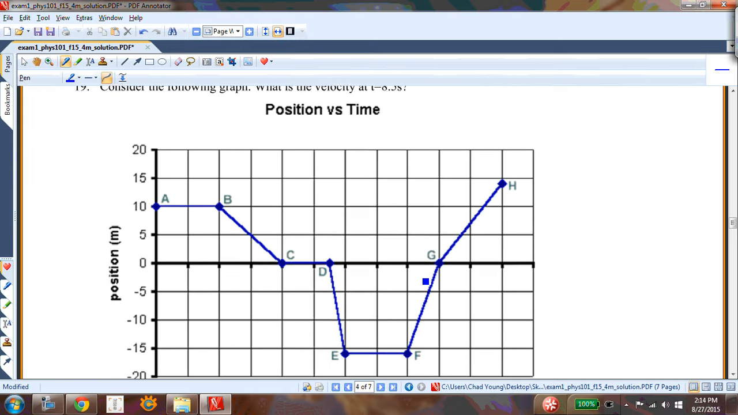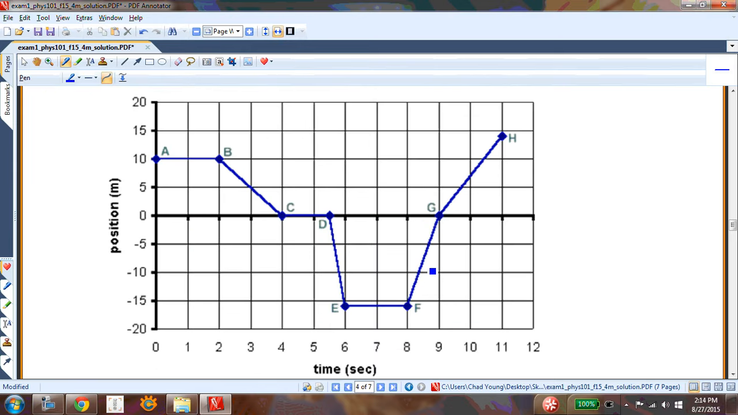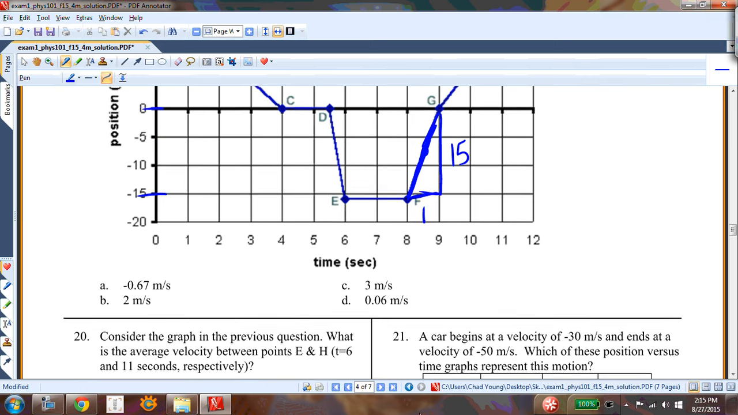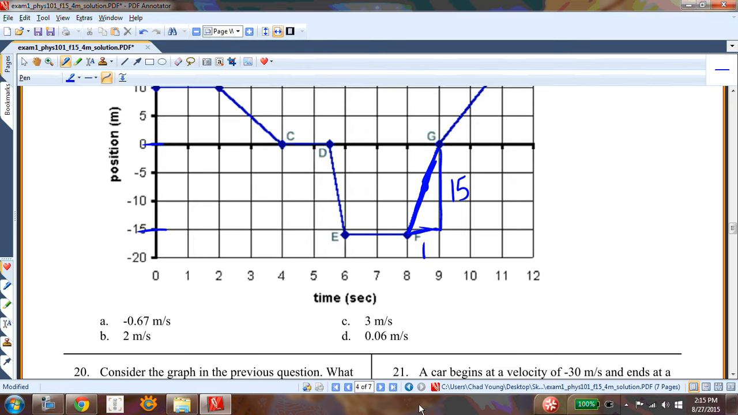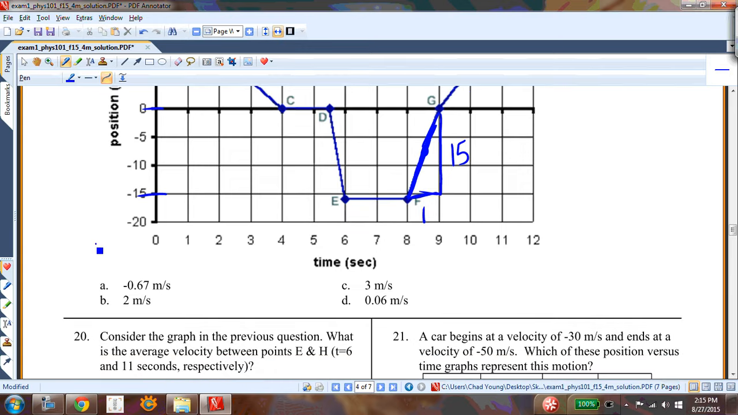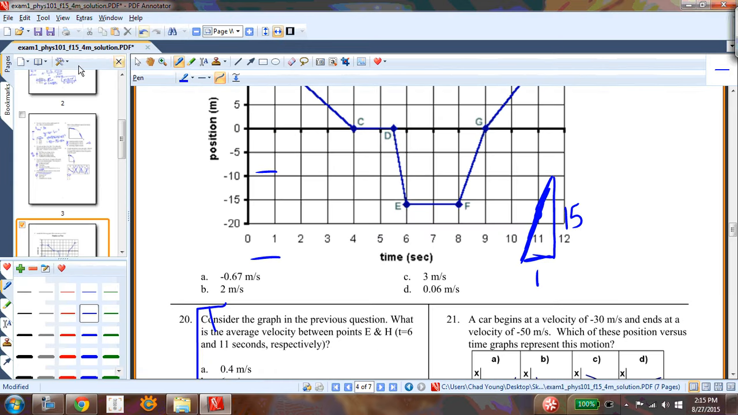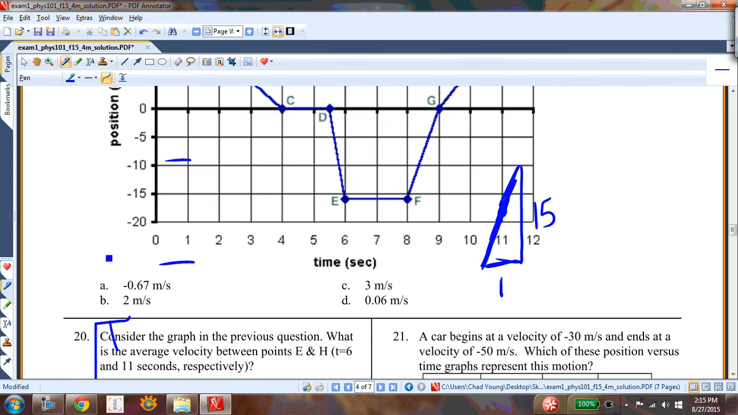So the following graph was the velocity at t equal 8.5 seconds. That's right here. I just want to know, what is this slope? I do rise, which is 15, over run. It's going to be 1. Let's see, I'll have to come back. It should be 15. Oops, sorry about that. Should be 15 meters per second. Pause here for just a second while I make a note of that.